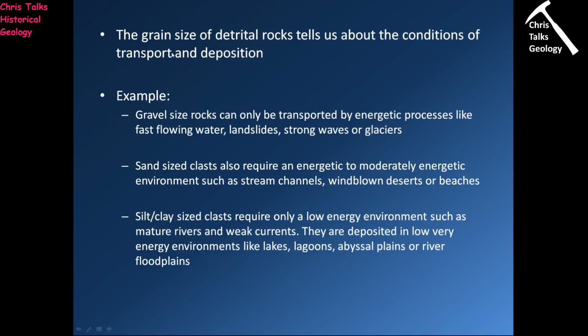So another thing we're going to look at is the clast size, so the grain size. How big are the clasts that make up our detrital rock? And obviously that's going to tell us something about the conditions of transport and deposition. So if you remember, when it comes down to clast sizes, essentially it goes clay, silt, sand, gravel, cobble, boulder. Obviously boulder's the largest, clay is the smallest.